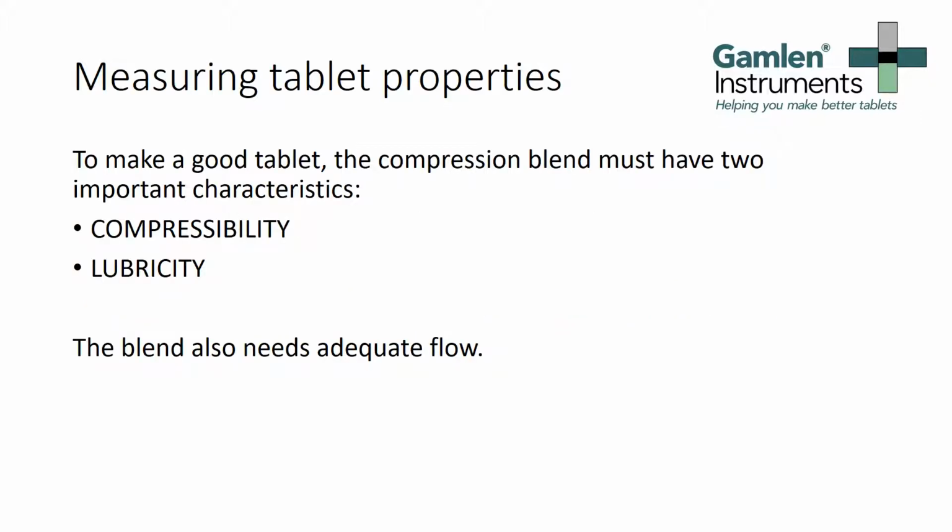The quality of a tablet is assessed using 2 key measures: compressibility and lubricity. Material compressibility is needed to ensure that the tablet is robust and can withstand handling and delivery to the patient. Lubricity is needed to ensure that the tablet does not suffer from lubrication problems during manufacturing, such as picking, sticking, and lamination. A tablet blend also requires adequate flow.